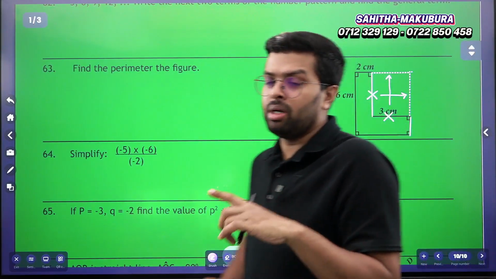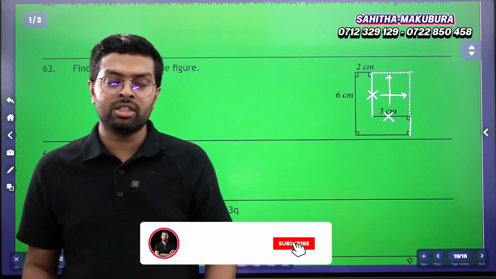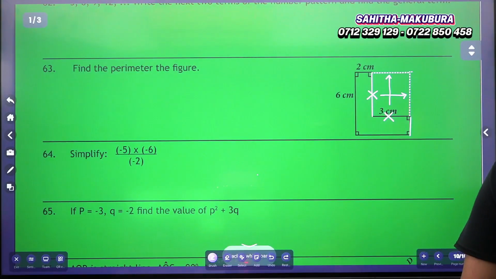Perimeter, can you remember? What we have to do is take the total length along this given figure. So we have not made any change to the length.